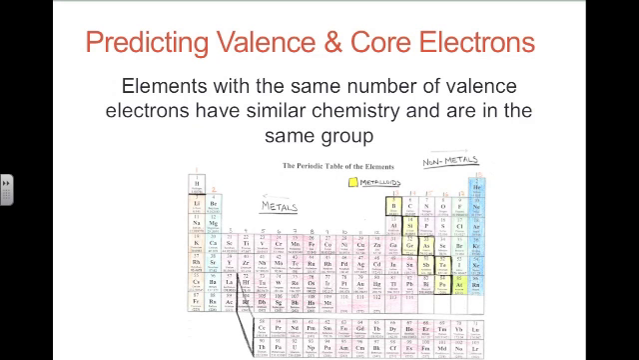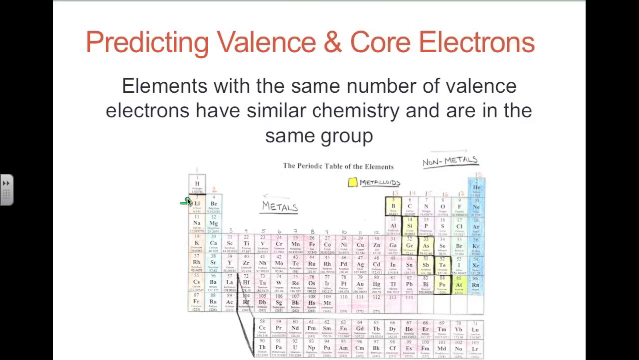Elements with the same number of valence electrons have similar chemistry, and they're always located in the same group. We saw that when we examined the columns here. All the elements in column 1 have the same amount of valence electrons. All those in column 2 have the same number of valence electrons. So the same group is the same as the same column. We discussed earlier in this marking period how they have similar chemistry, because we looked at a whole mess of these alkali metals.